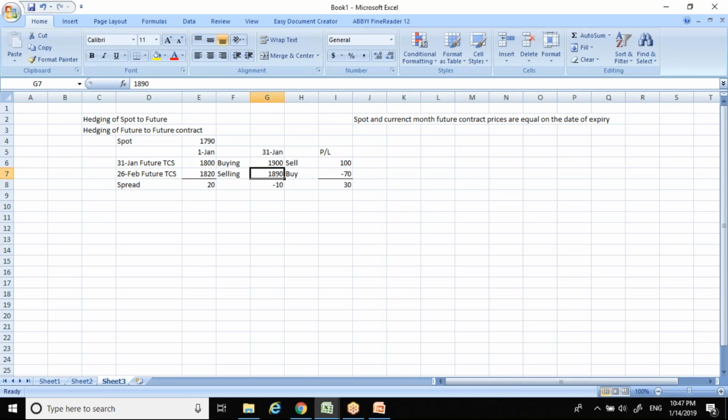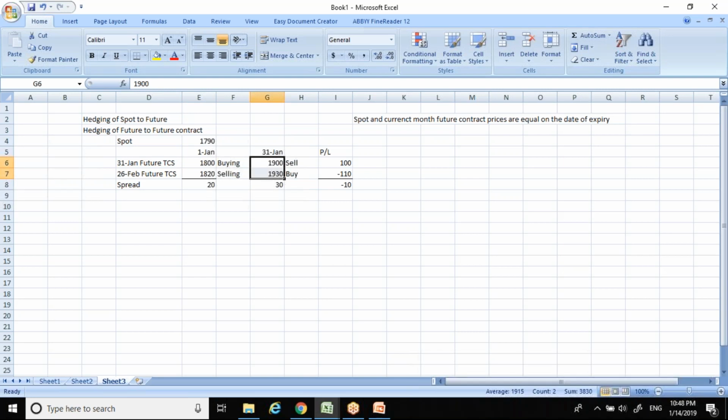But if this spread increases, let's suppose it goes to 1920, you have zero profit, and at 1930, you have losses. So if the spread increases, you have losses. If the spread reduces, you have profit. So when you are hedging your one future contract with another future contract, it is for sure that on the date of expiry, both will not be equal.